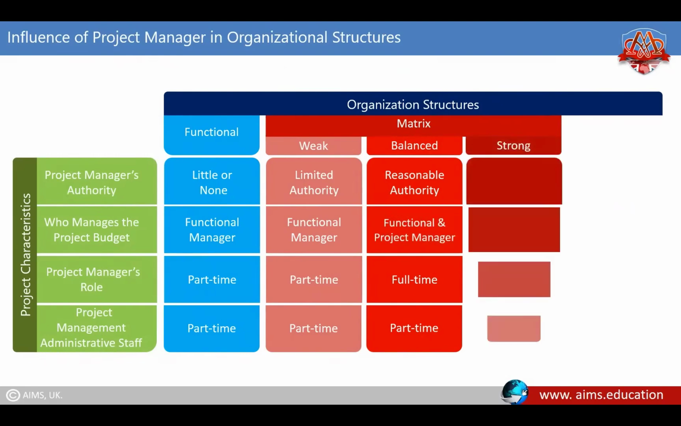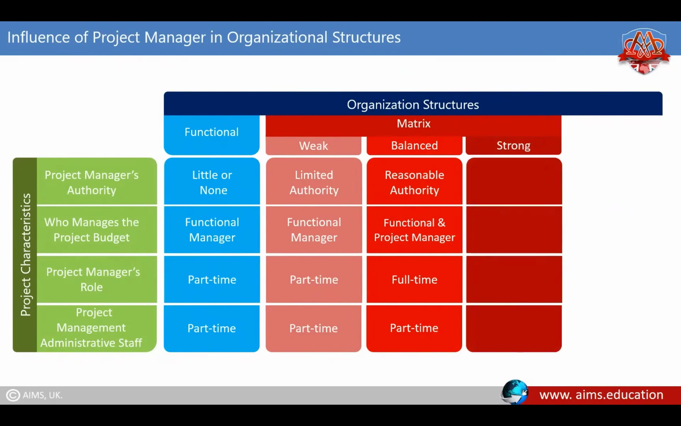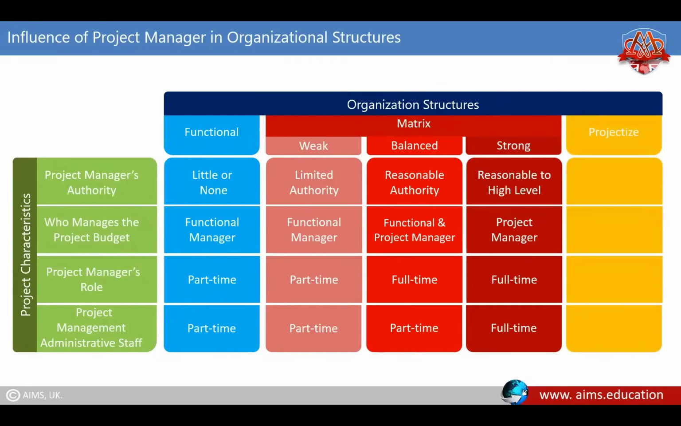In a strong matrix, the project manager has a reasonable to high level of power and manages the project budget. The role of a project manager is full-time, and it has a full-time administrative staff to help expedite the project. In a projectized organization structure, the project manager holds the highest authority and manages the project budget. The project is managed by full-time project manager and administrative staff.